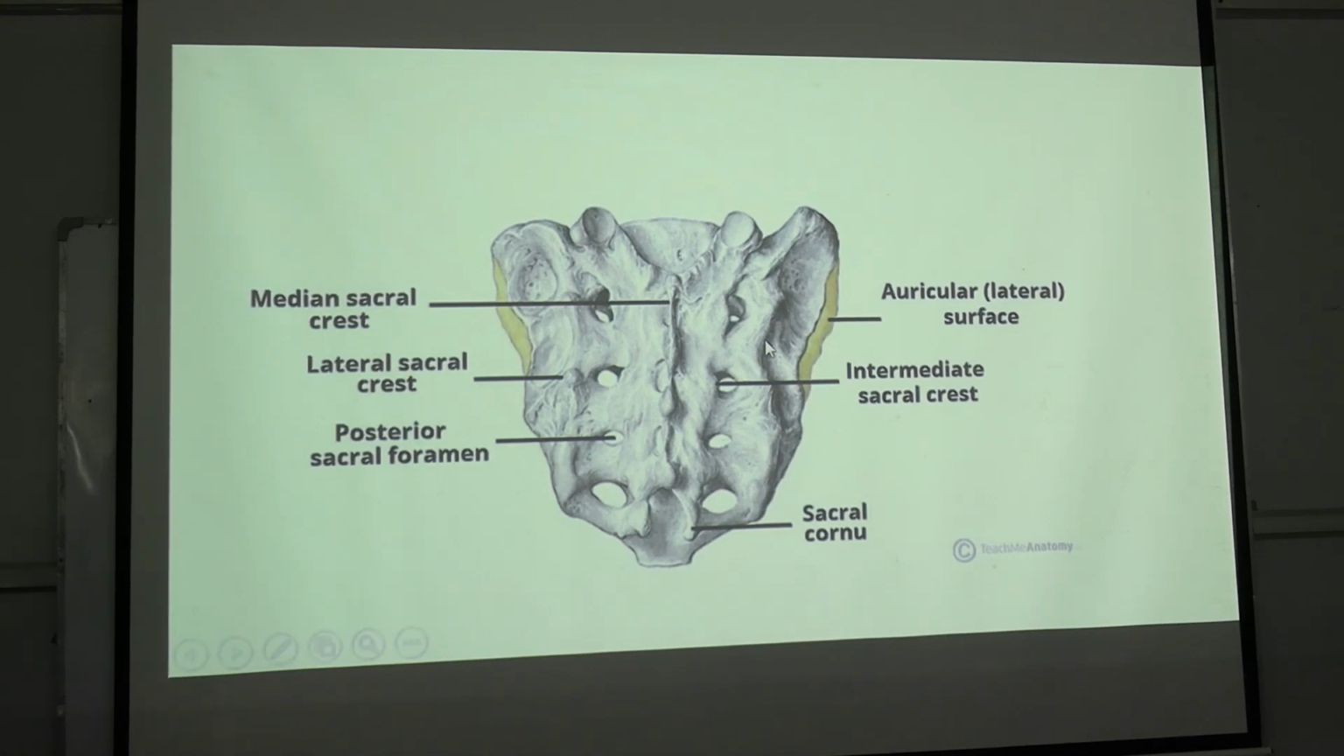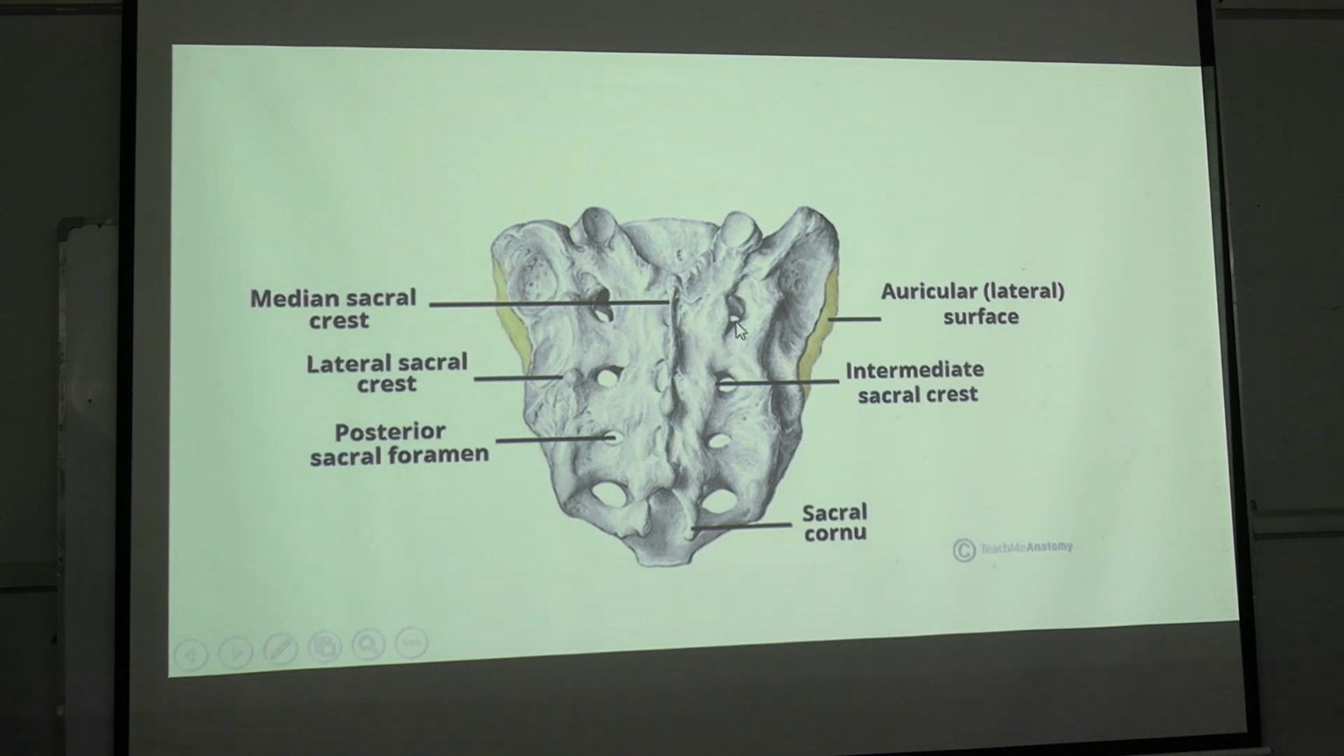So these bulges which are present, this one, again this one, we have three elevations. We call them crests. This one is the median crest, this one is intermediate, and this one is lateral. So median, intermediate and lateral crest.